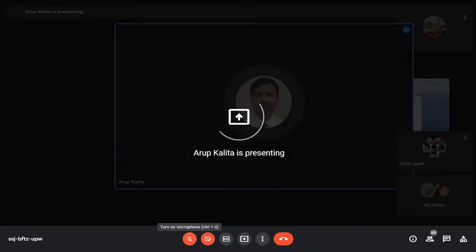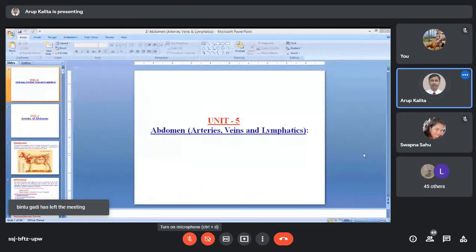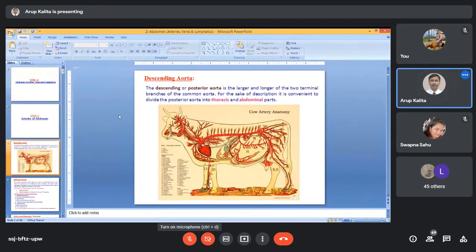So in the abdomen, we have discussed about bones, then joints, then muscles, and abdominal cavity. Today we are going to discuss about the arteries, veins, and lymphatics of the abdomen. Now, arteries of the abdomen. So the main artery which supplies blood to the abdomen is the descending aorta.